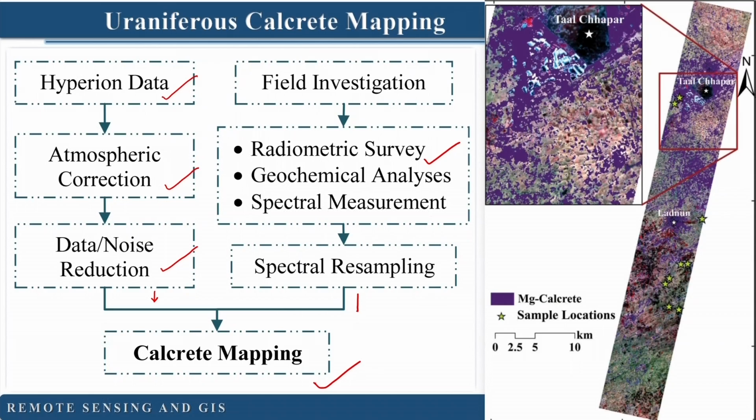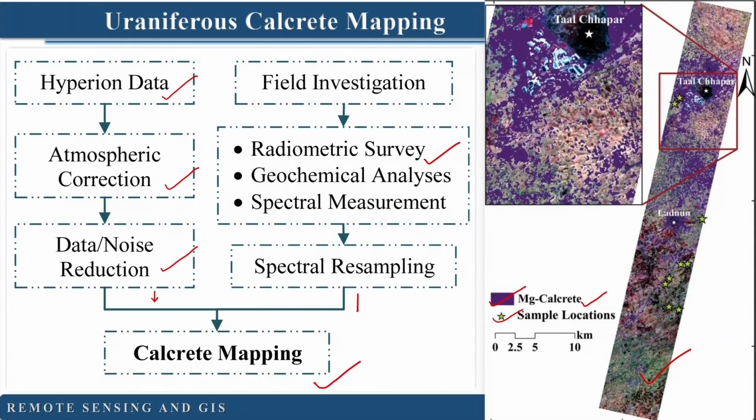So, you can see here that this is a Hyperion image, and here this purple color is basically representing the Mg Calcrete, and these were the sample locations which were analyzed. Here I just want to highlight, if you can identify the presence of very low concentration uranium in soil, then this technique can be used for any other application. All the methods have their own limitation. So, because of that we could not directly identify the uranium, but the proxy was used to identify the uranium concentration, right.